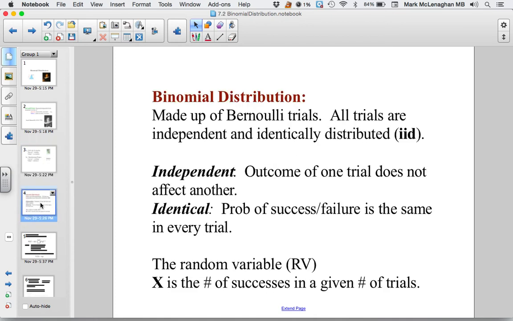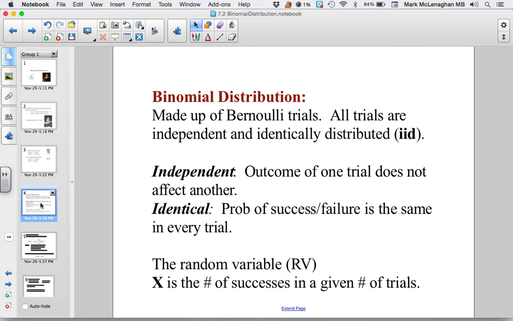Okay, so a Bernoulli distribution, or binomial distribution, is made up of Bernoulli trials. All trials are independent and identically distributed, so the trials don't affect each other, and they have the same distribution each time. Independent, as I said, means the outcome of one trial does not affect the other. Identical means the probability of success is the same.